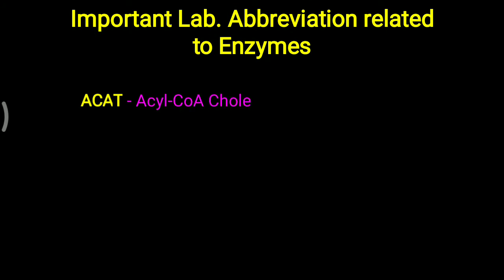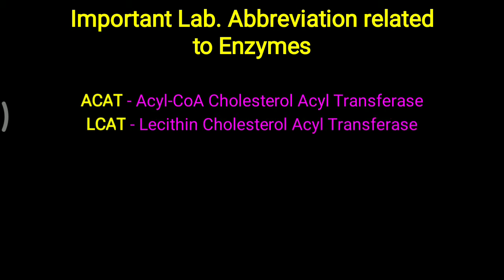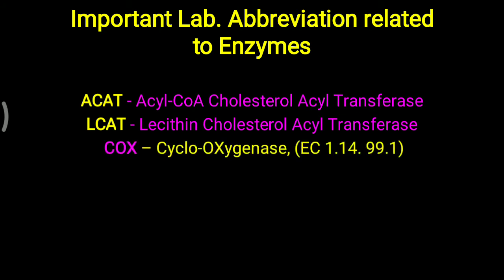Further, some important enzymes are ACAT, acyl CoA cholesterol acyl transferase, and in the same way LCAT, lecithin cholesterol acyl transferase. They have particular significance that we will also discuss later on. At present you have to remember ACAT and LCAT. A means acyl CoA and L means lecithin. Otherwise the rest is common: cholesterol acyl transferase. So that is about ACAT and LCAT.